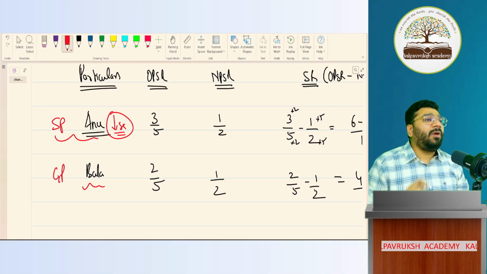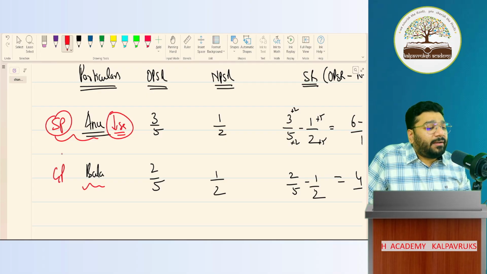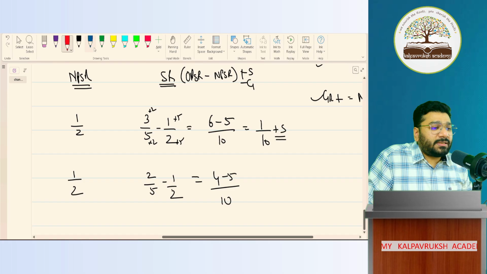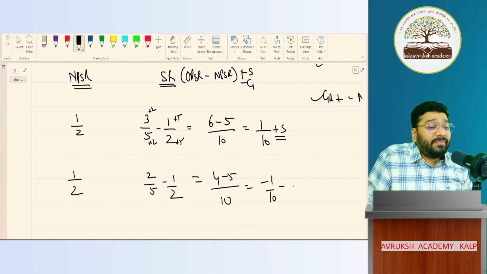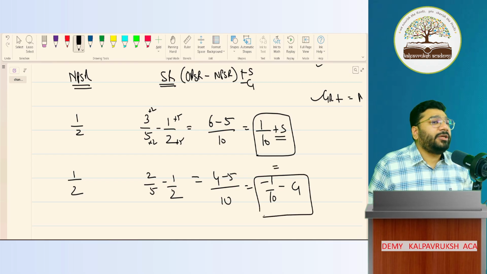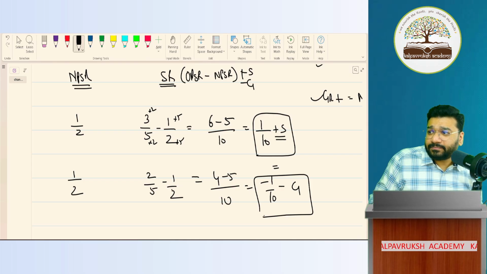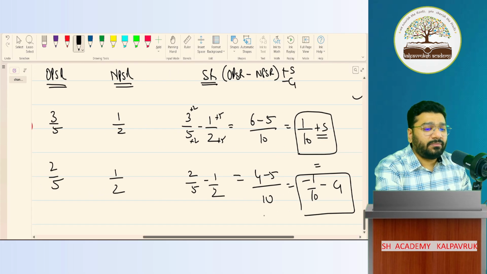If Anu throws the ball, who will catch? Bala. Very simple. So if Anu is the sacrificing partner, Bala will be the gaining partner. And here the answer is minus 1 by 10, which is negative, and negative means gain. Got it, not got it? I told you, always sacrificing ratio will be equal to gaining ratio. Got it, not got it? Online people, got it? Any objection? No. Fantastic.